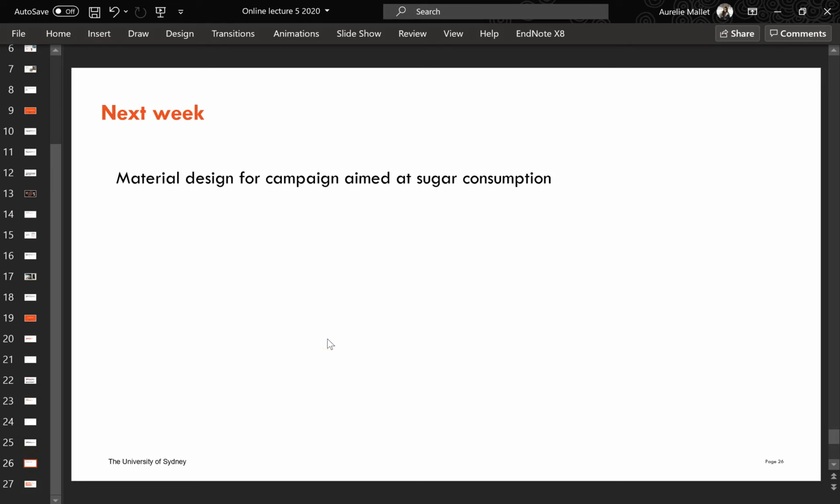So yeah, next week we'll get into the design part of it. So looking at how we can use these strategies and how we can utilize what we've learned from the literature review to design something aimed at sugar consumption.